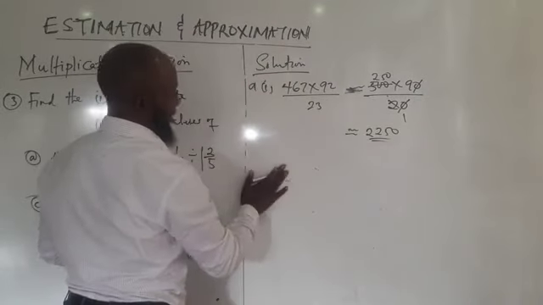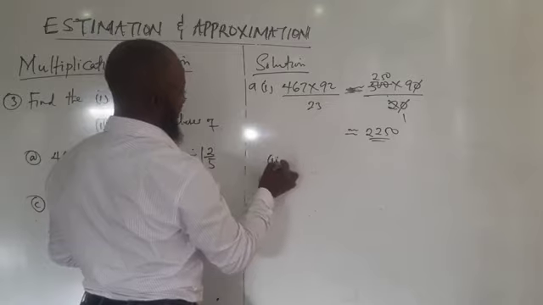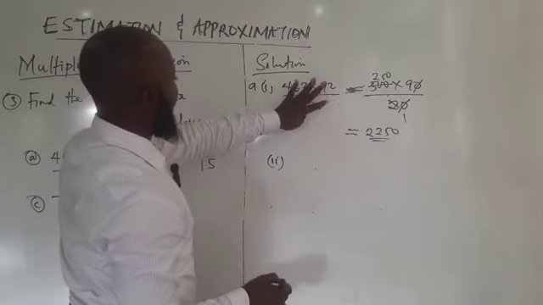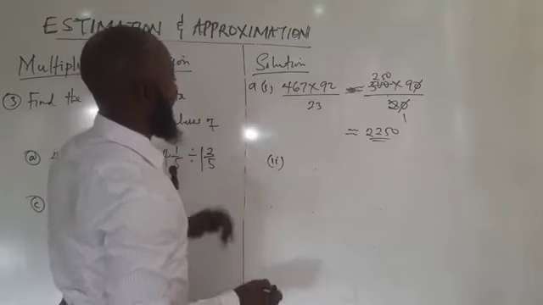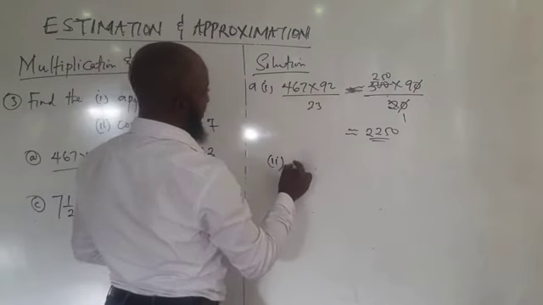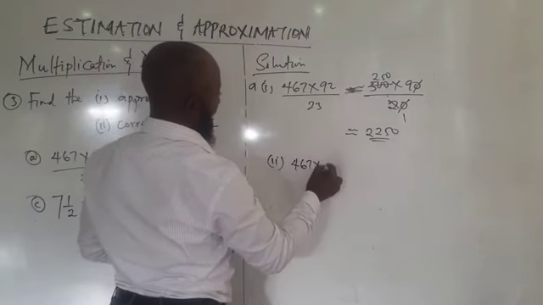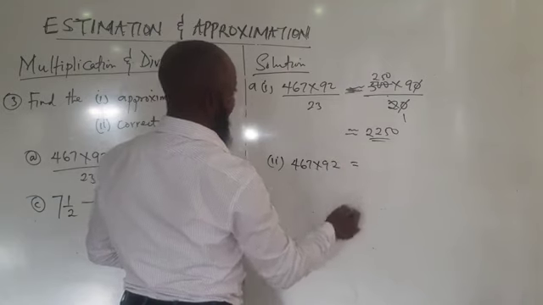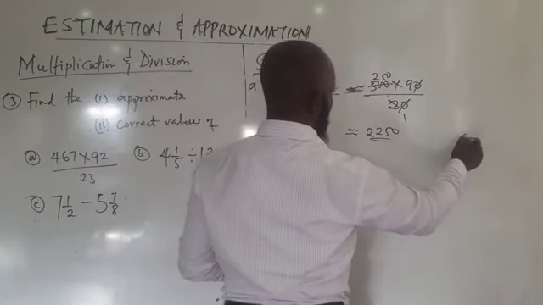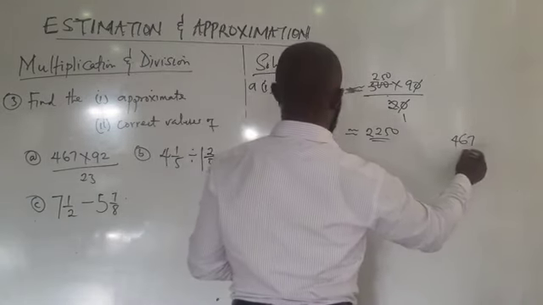So that's the first part. The second part is we're going to find the accurate answer. So we want to find the correct answer. So we're going to multiply this first. 467 multiplied by what? 92. So we do that. So we can work that out. 467 multiplied by what? 92.